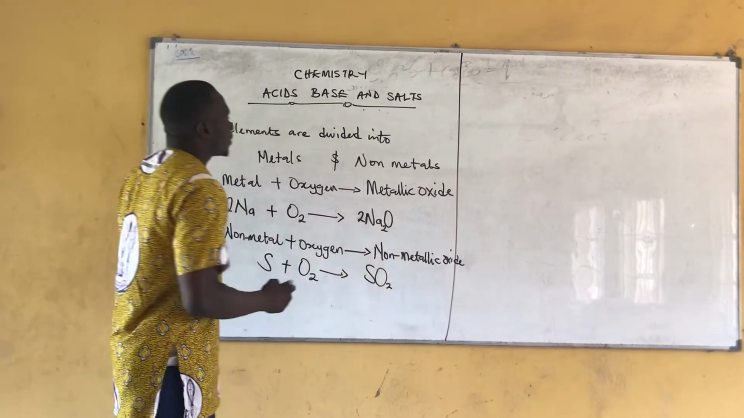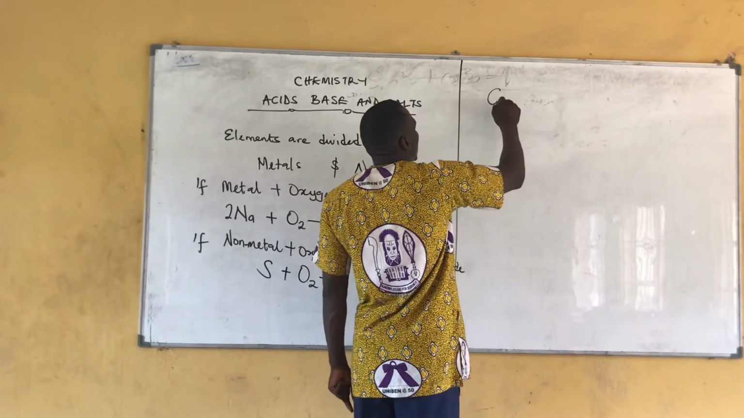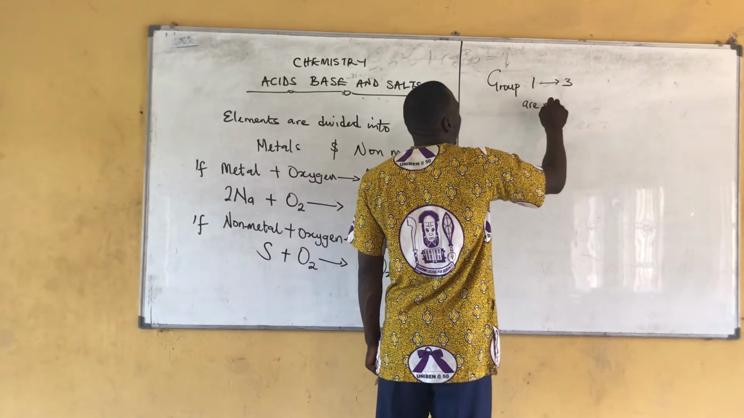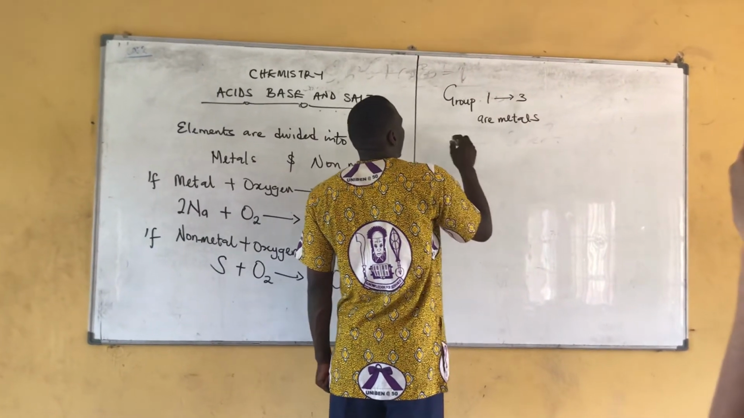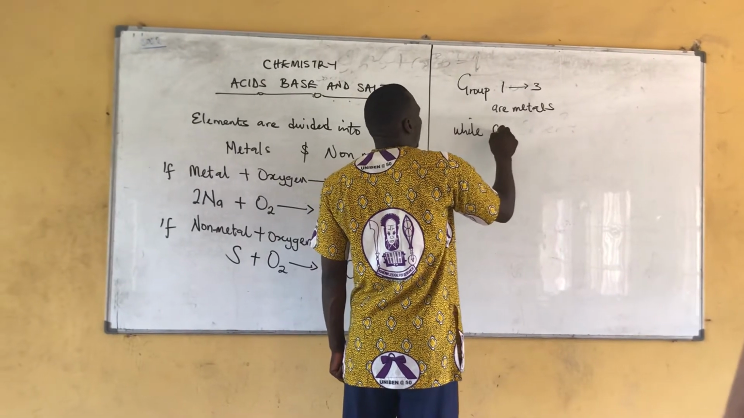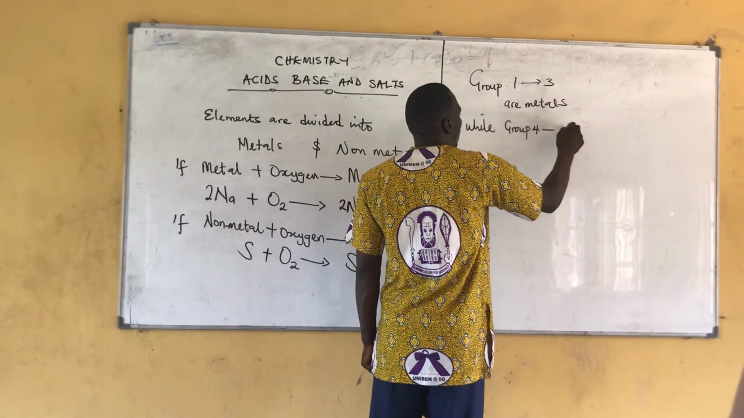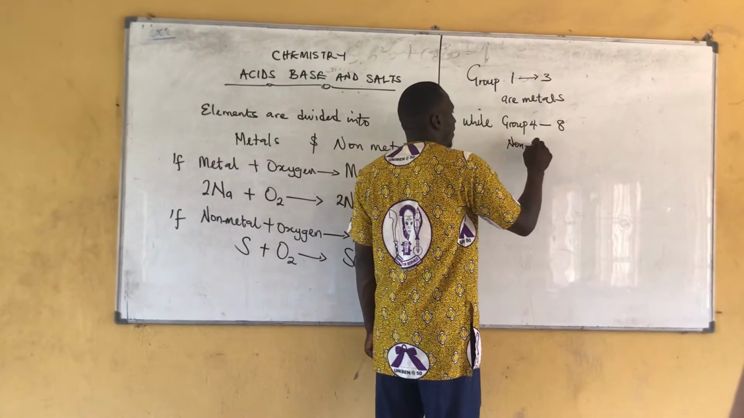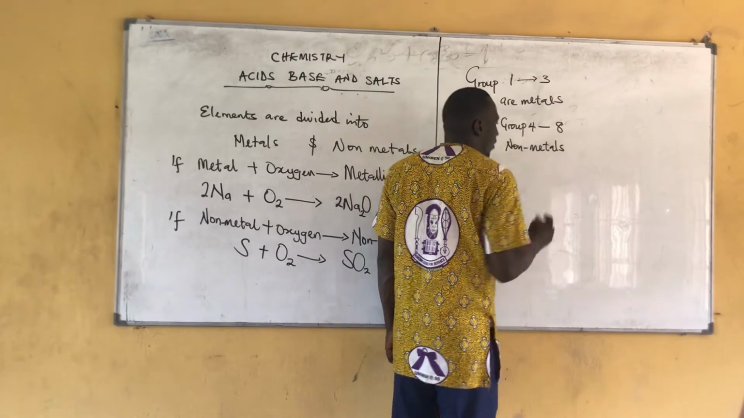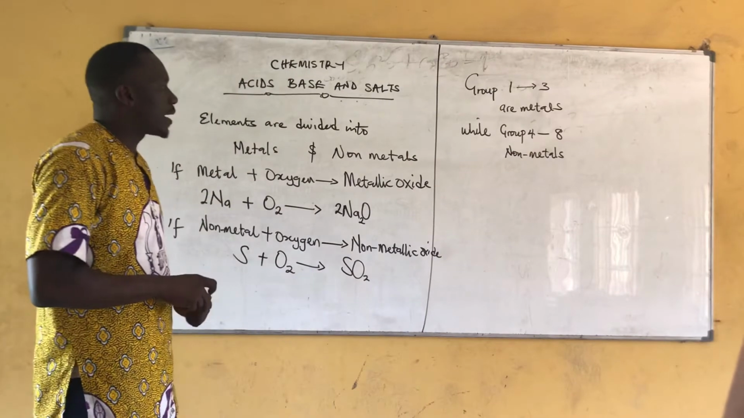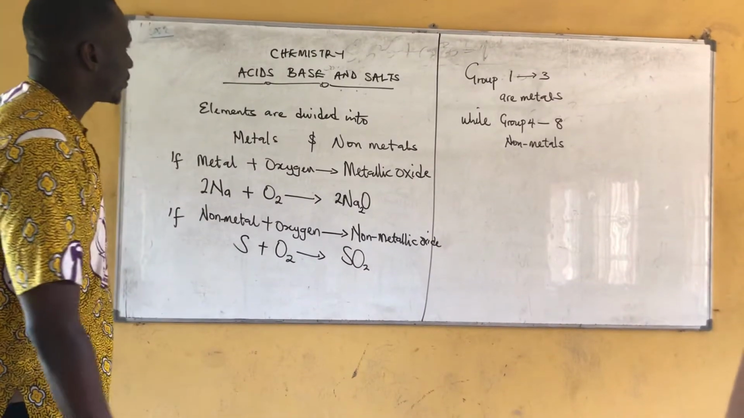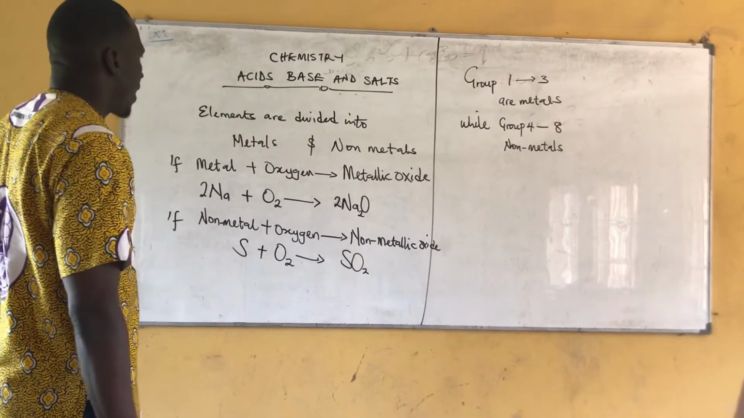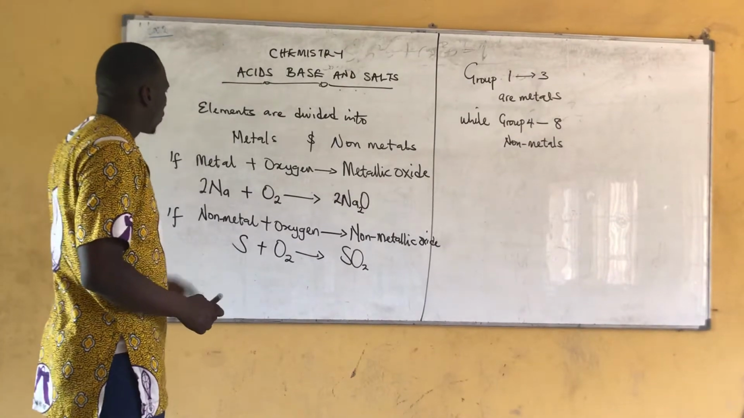For the people that are just seeing chemistry for the first time, group 1 to 3 are metals, while from group 4 to 8 are non-metals. They are non-metals. Now, let's see the reactions of these elements in respect to what we want to discuss.